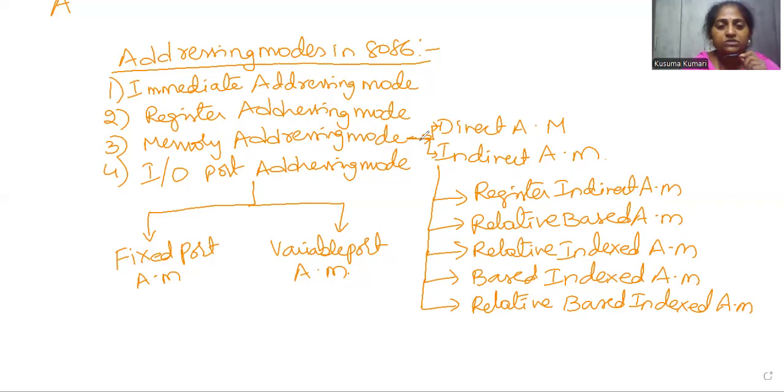This memory addressing mode is further divided into two types, direct addressing mode and indirect addressing mode. This indirect addressing mode is again divided into register indirect addressing mode, relative based addressing mode, relative indexed addressing mode, based indexed addressing mode, and relative based indexed addressing mode. These are the five types in the indirect addressing method. Next, IO port addressing mode is further divided into fixed port addressing mode and variable port addressing mode. So now let us discuss the addressing modes one by one.